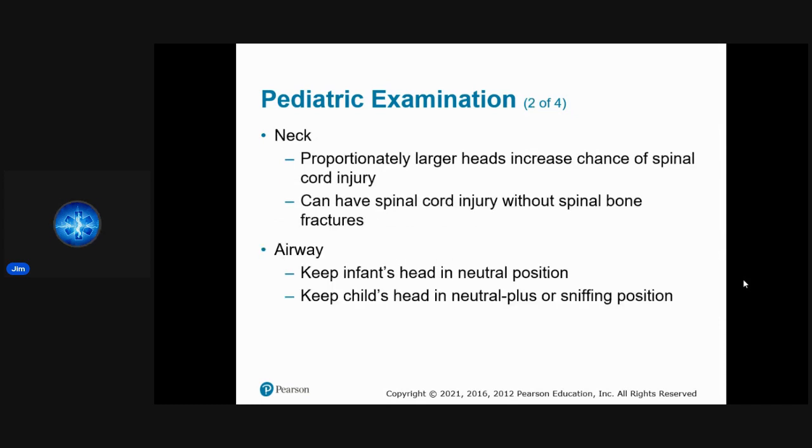In the neck, proportionately larger heads increase the chance of spinal injury. We just kind of talked about that. Big bobbleheads on these little toothpicks. And remember, they can have spinal cord injury without spinal bone fracture. Airway, keep the infant's head in a neutral position.